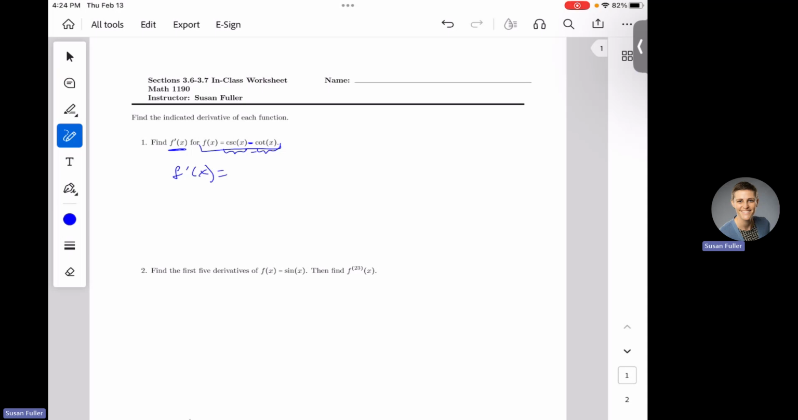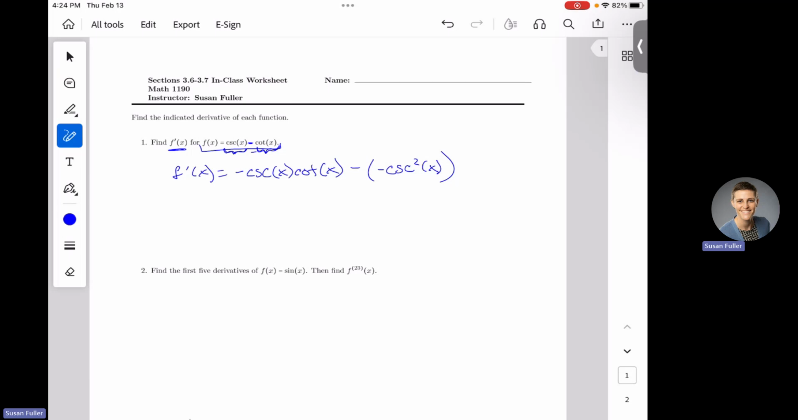The derivative of cosecant of x is negative cosecant of x times cotangent of x. That is all the derivative of cosecant. And then we're going to subtract from that the derivative of cotangent of x. The derivative of cotangent of x is negative cosecant squared of x. And so that is our derivative.